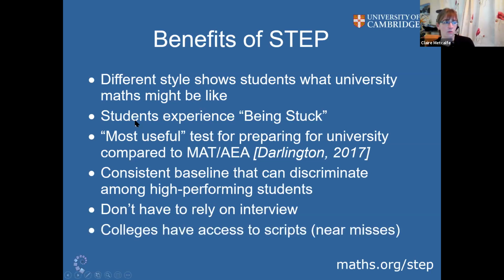And the final benefit to universities is that the colleges can have a look at the scripts. So if a student misses their STEP offer, it doesn't mean that they haven't got a place. The colleges can have a look at the scripts. They can look at whether a student made lots of really good attempts, but unfortunately missed a couple of crucial bits, or whether a student was actually flailing around and couldn't get much out at all. So the college can make a decision on the student looking at how they approach the questions.